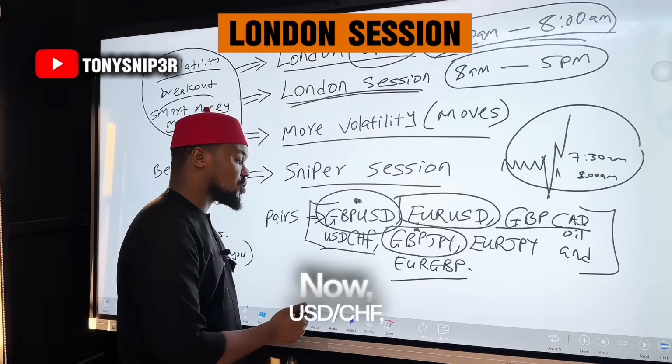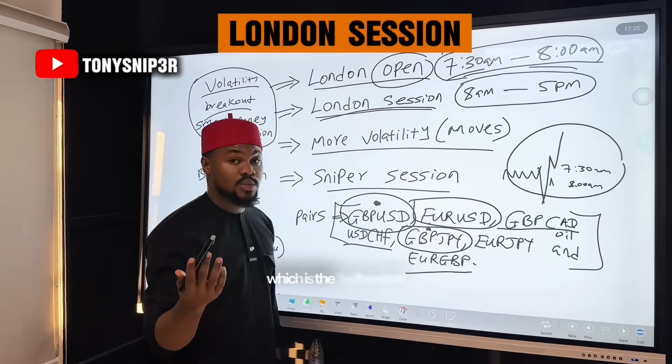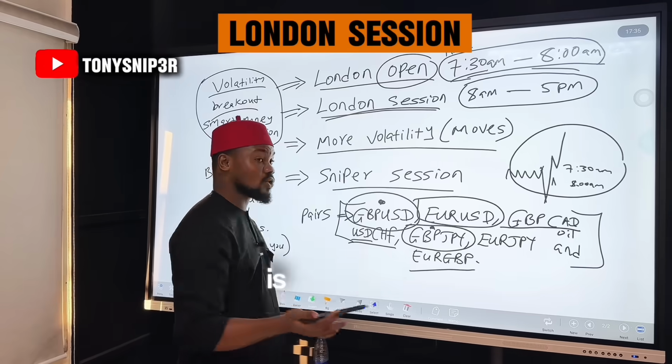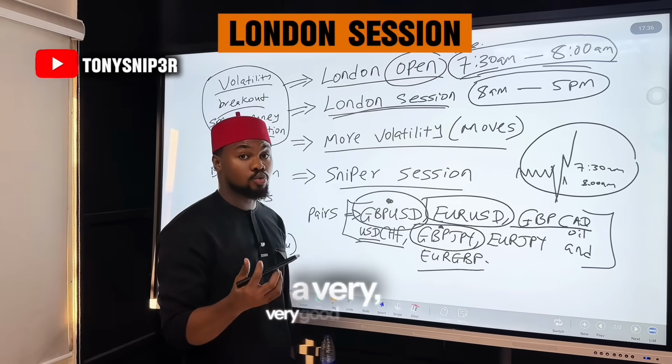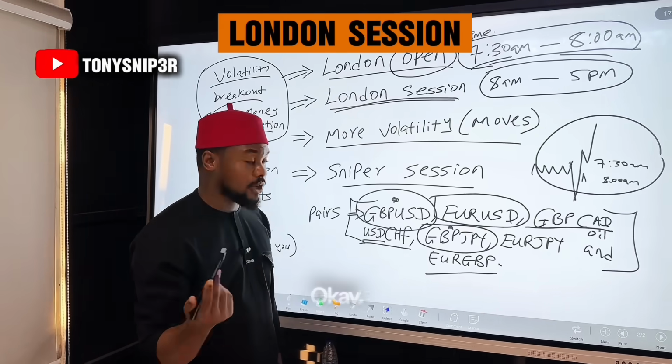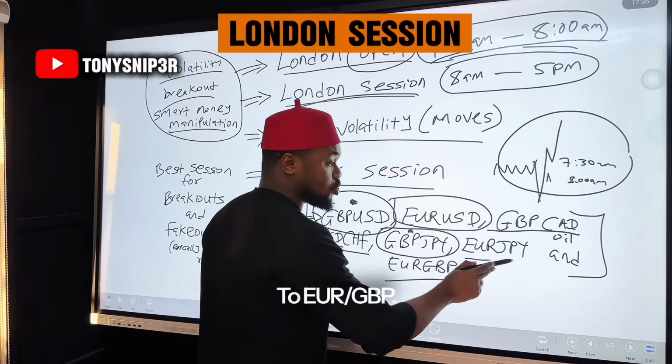Then we move to USD CHF. Now, this is the Swiss franc, which is the Switzerland currency, and the United States dollar. Remember, the Swiss franc is also a safe haven, a very good currency in the European Union or the European region.